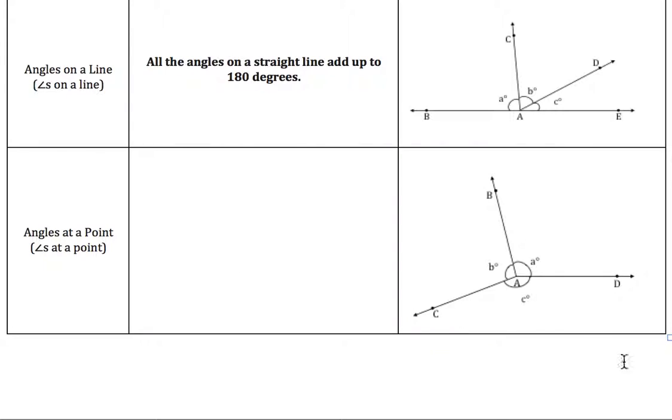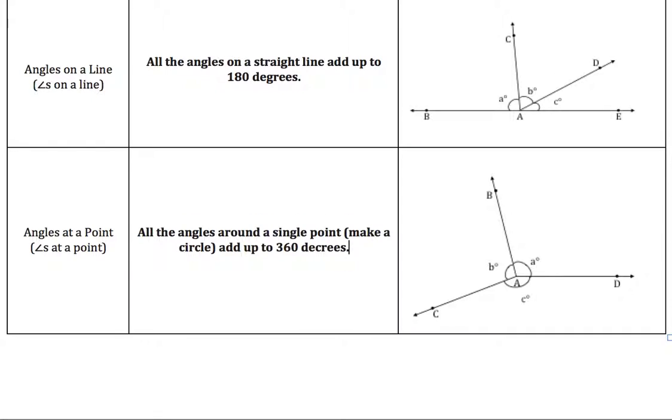And last but not least, here, instead of just going on a straight line, we have angles that go all the way in a circle. So angles A, B, and C make a full circle around a single point. All the angles around a single point, so they add up to make a circle, add up to 360 degrees.